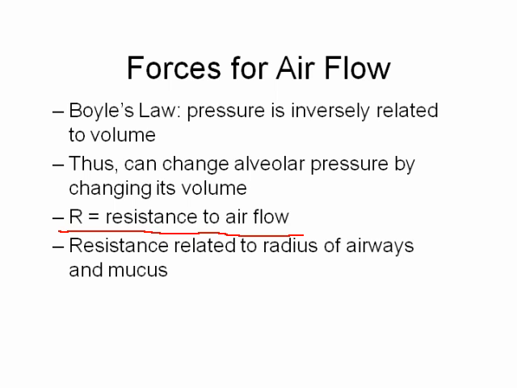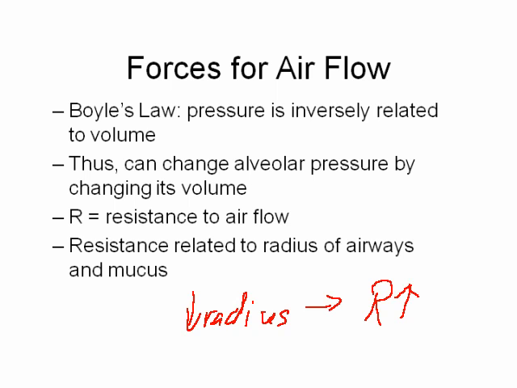And of course, resistance is the resistance to airflow, just as we studied in the cardiovascular system. And as we studied in the cardiovascular system, resistance is related to the radius of the tube, in this case the airways, as well as the presence of mucus, which of course takes up physical space within the airways. So as radius goes down, resistance goes up. And in fact, it goes up to the fourth power. Radius to the fourth power is proportional to resistance. So a very, very small change in radius is going to produce a very, very large change in resistance.